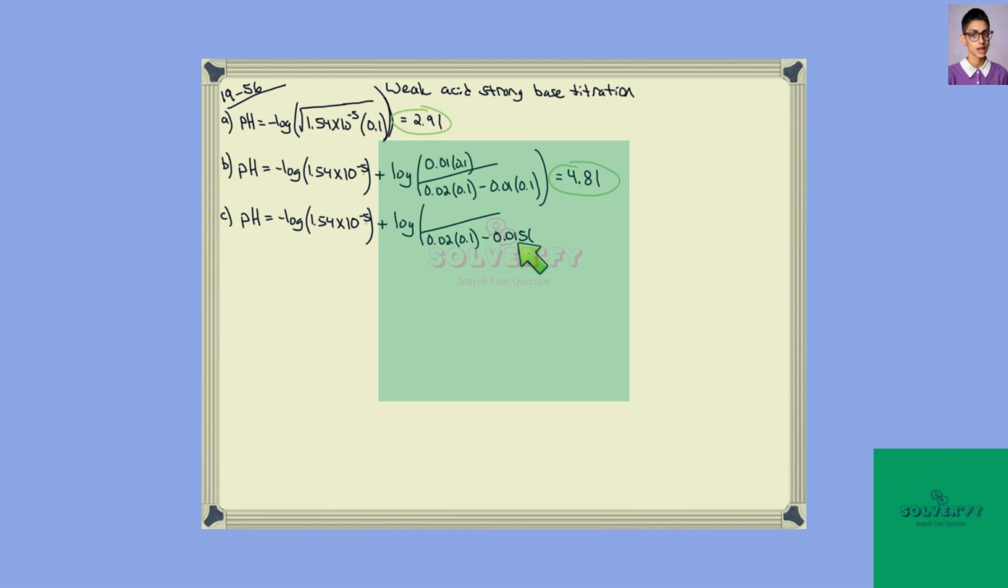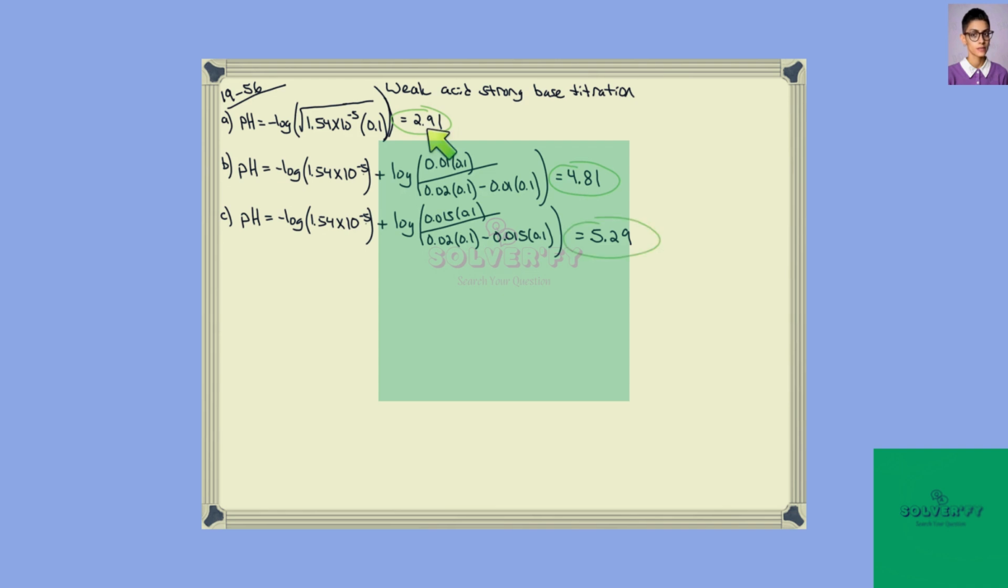reacted, which will correspond to the moles of strong base added, 15 milliliters or 0.015 liters multiplied by its concentration of 0.1 molar. That will also be equal to the moles of weak base formed. Essentially, the moles of strong base added is equal to the moles of weak base formed. That will give us a pH of 5.29.